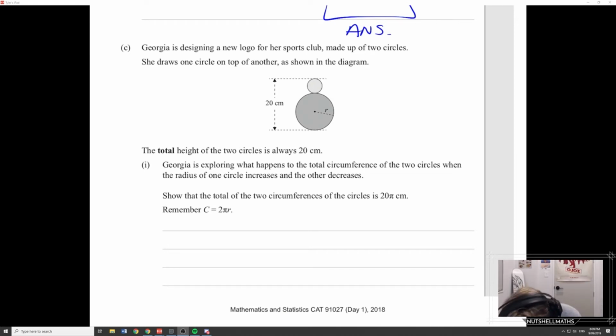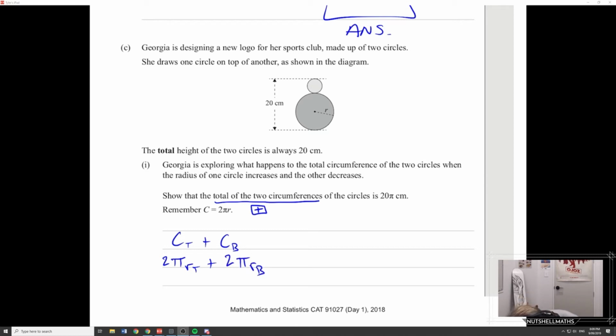Let's have a look. The total of the two circumferences. This means we're going to add them together. Okay? So we're going to have the circumference of the top plus the circumference of the bottom. Moderator is doing a good job, thank you. Circumference of the top, circumference of the bottom. Right, we're going to add those two together. Let's get an equation for both of those. The circumference of the top would be 2 pi r of the top plus the circumference of the bottom would be 2 pi r of the bottom.